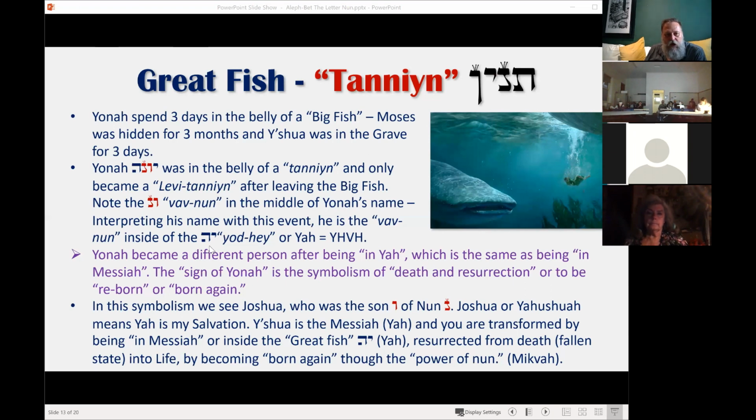And we are, Jonah was in Yah, or in Yahweh. And in the New Testament, we read we need to be in Christ or in Messiah. And this is what that symbolism or that phrase means.